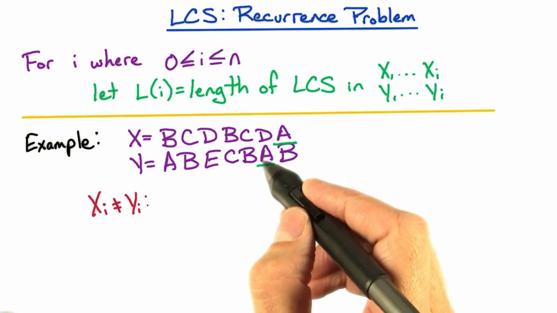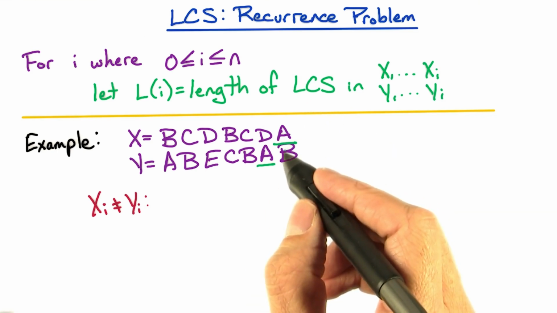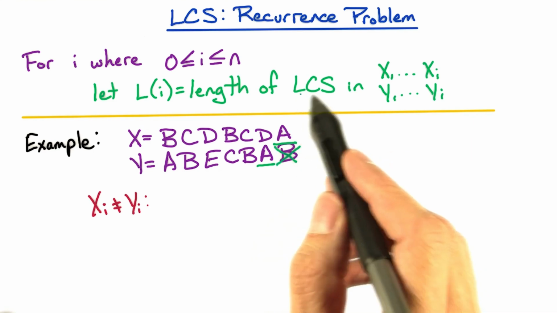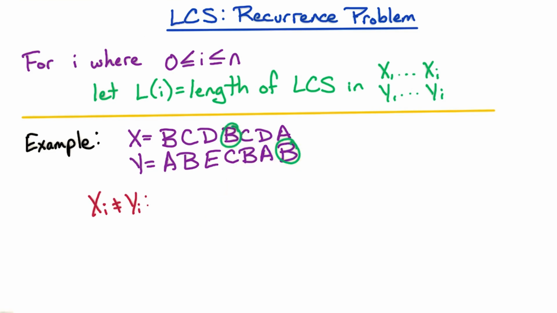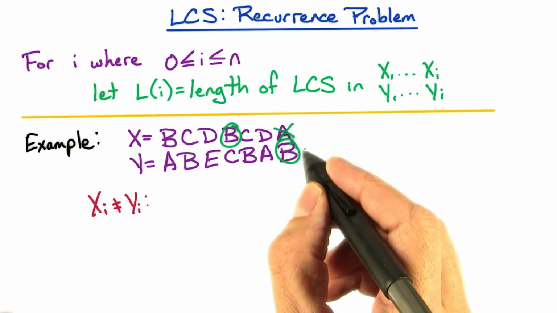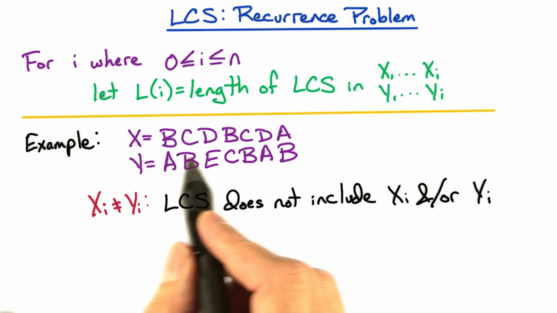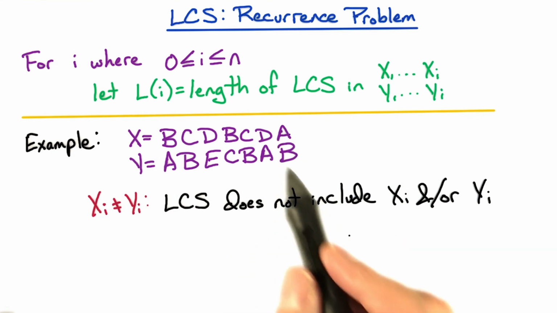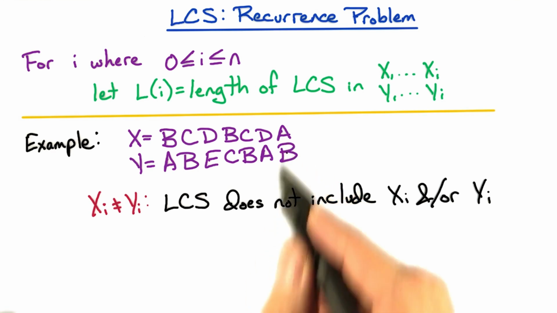For example, suppose this is the last character in the longest common subsequence. Then what do we know about yi? B. Well, b has nothing left to match with in x. Therefore, we know the LCS does not include b, yi. Similarly, if the last character is b, say it's matched with this b, then the LCS cannot include a, because it has nothing left to match with in y. The key point is that the longest common subsequence for this prefix of length I either does not include xi, or it does not include yi, or both. So either xi is dropped, or yi is dropped, or both of them are dropped.